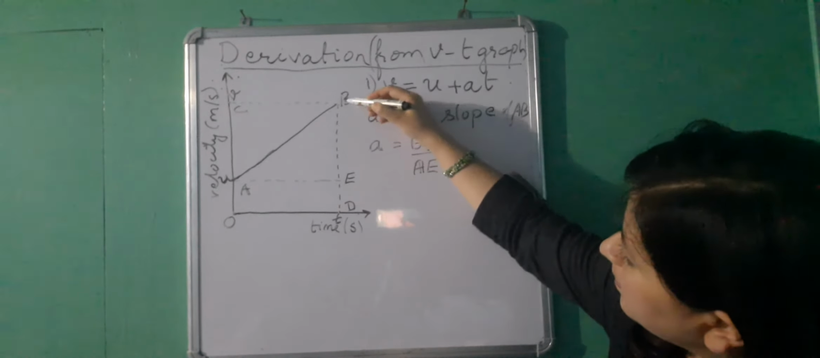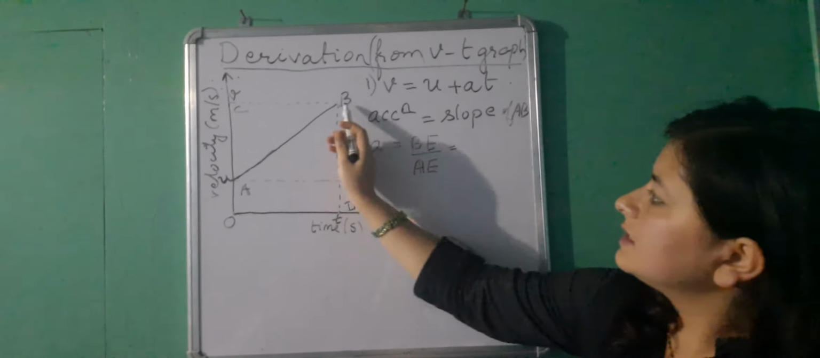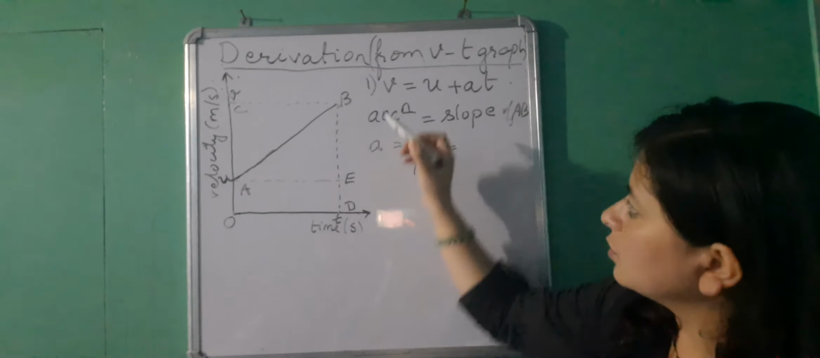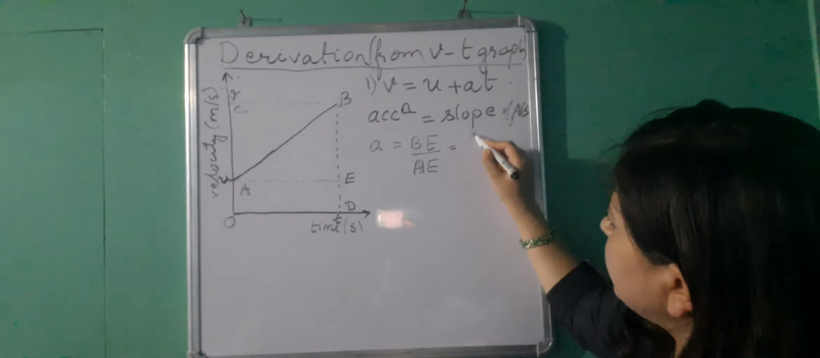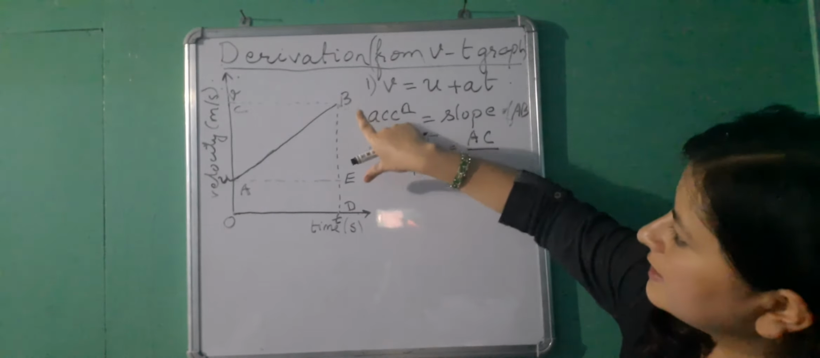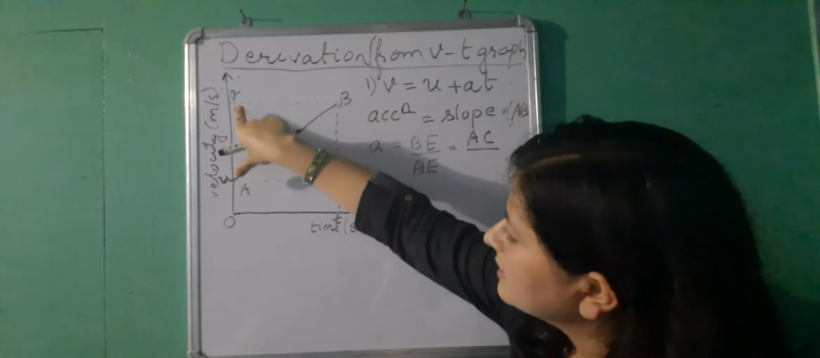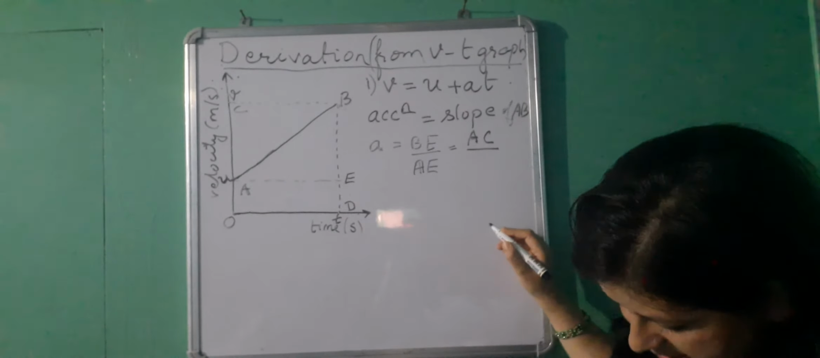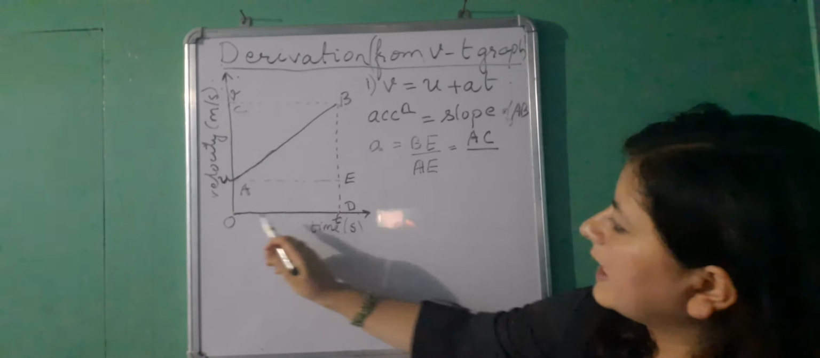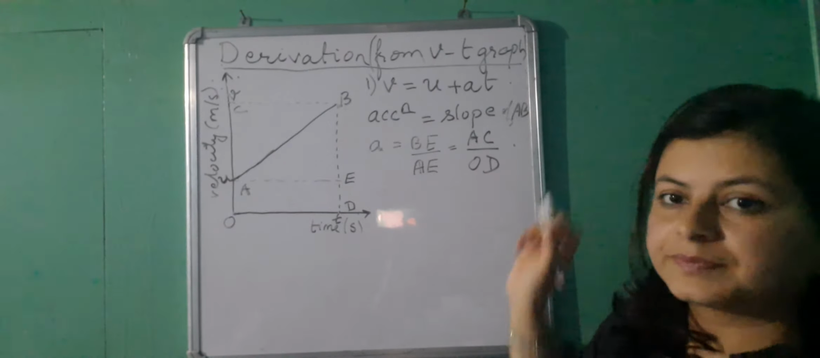Now BE: since we have constructed the line AE here, we can see we have constructed a rectangle whose opposite sides are always going to be equal. So BE can be written as AC. Because the length is the same, it is a parallelogram. BE is equal to AC divided by AE. Again, since we can see one more rectangle here, opposite sides will be equal, so it can be written as OD.